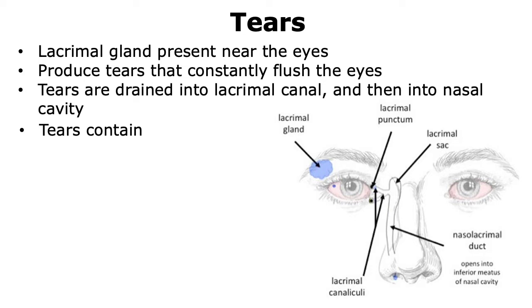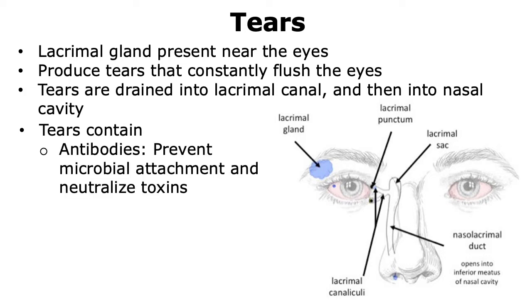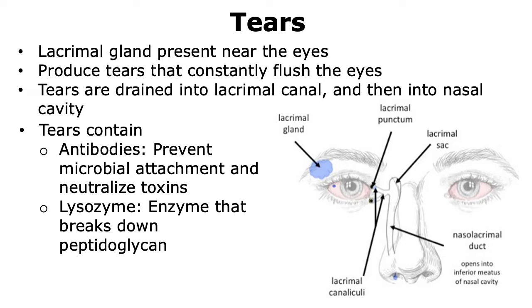Now, tears are able to protect our eyes from pathogens because they contain different molecules like antibodies. Now, antibodies are able to prevent microbes from attaching to the different eye tissues, and they also help in neutralizing any toxins that are made by the microorganisms. Tears also contain lysozyme, which is an enzyme that can break down peptidoglycan, which is a major component of the cell wall of some bacteria.